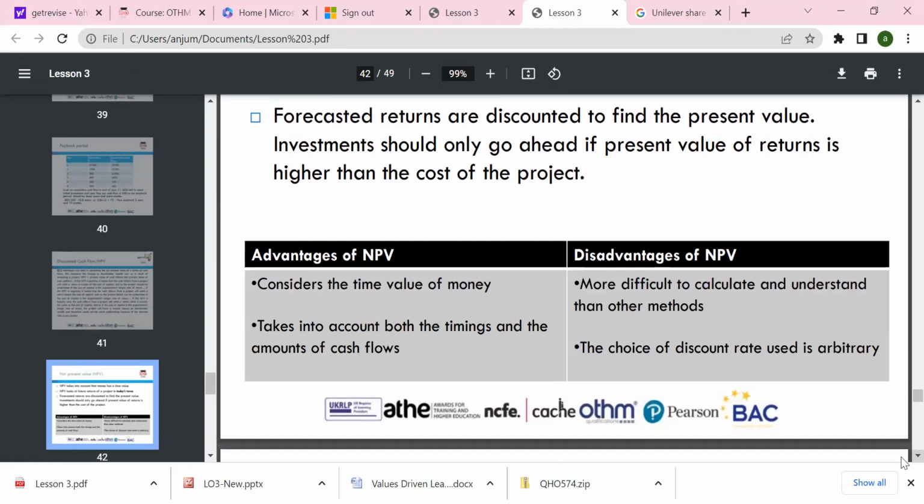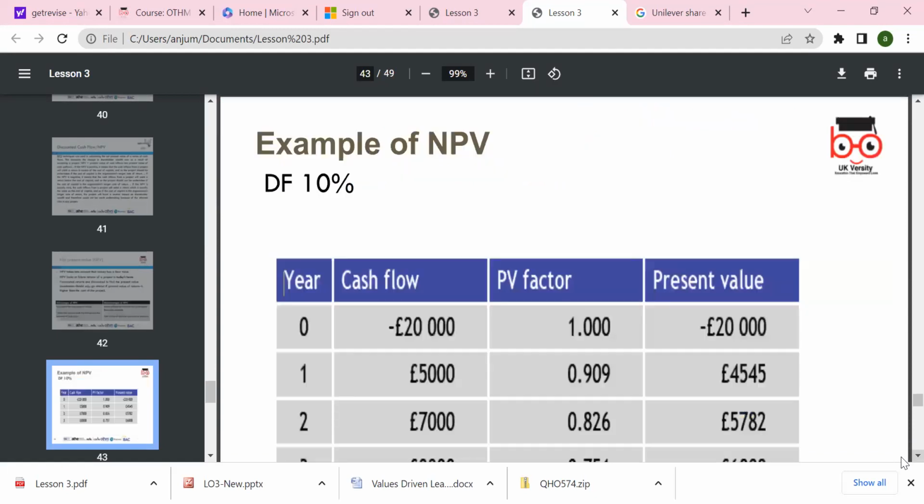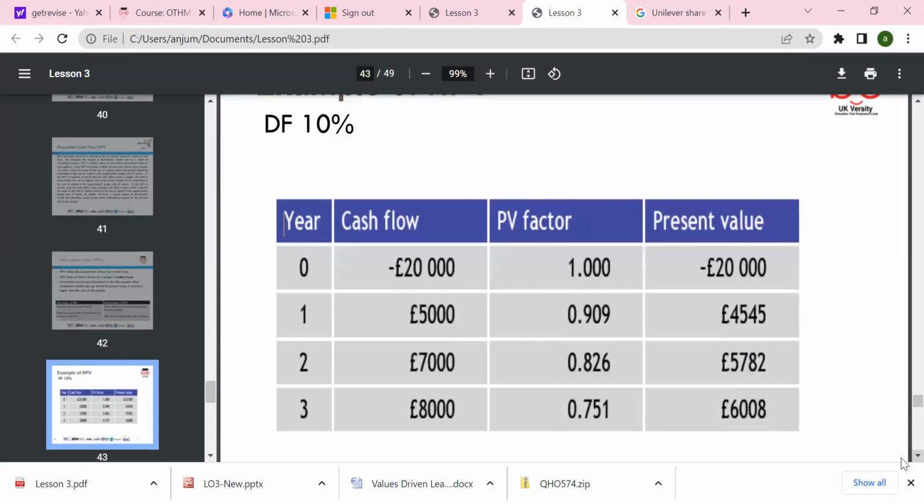It considers the time value of money, taking into account both the timing and the amount of the cash. It's more difficult to calculate and understand than other methods, and the choice of the discount rate is arbitrary. So next we're looking at the time value of money. Okay, so we are looking at NPV. What does NPV stand for? Net present value.